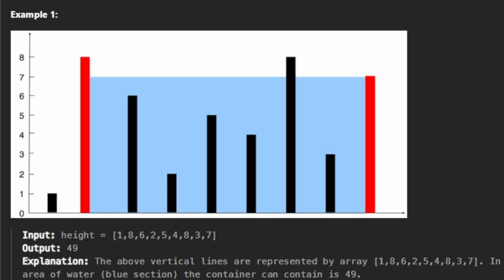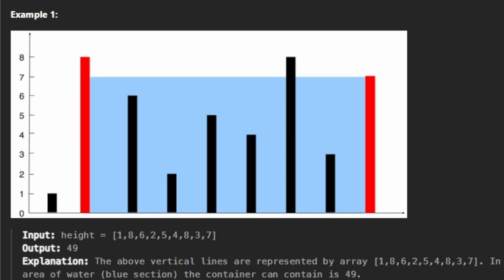The amount of water is always limited by the height of the shorter of the two lines. If we move the taller line's pointer inward, our width gets smaller, but our height is still limited by that same short line. The area can only get smaller or stay the same. But if we move the shorter line's pointer, we take a chance.